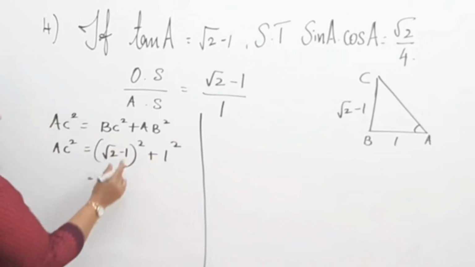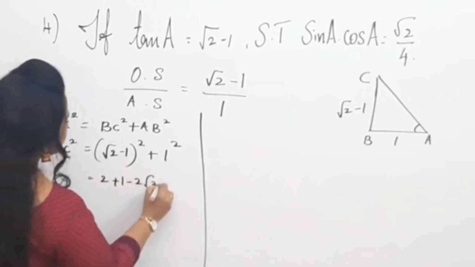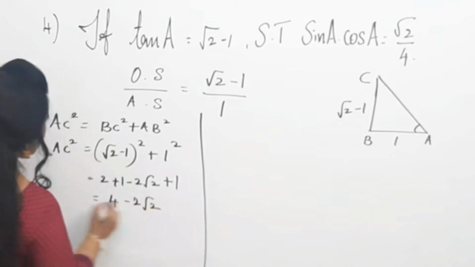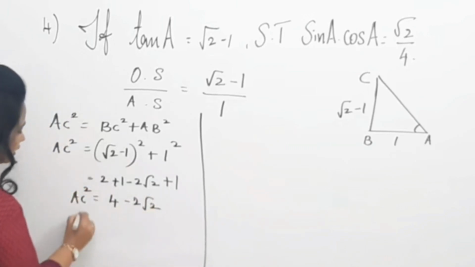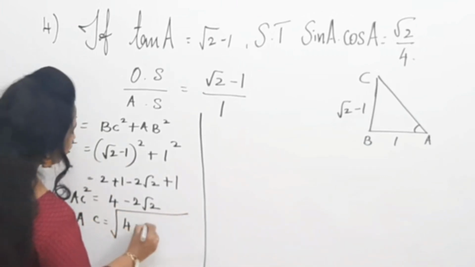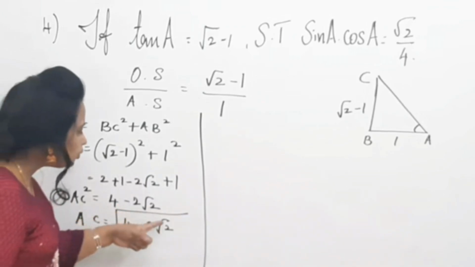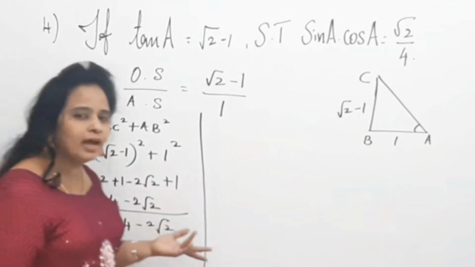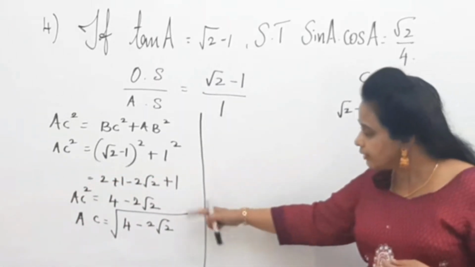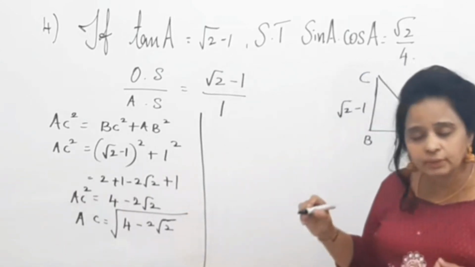Now I would write the a minus b the whole square identity: root 2 square is 2, plus 1, minus 2 root 2, plus 1, which is equal to 4 minus 2 root 2, which is AC square. So I would have my AC as the square root of 4 minus 2 root 2. Now what is this? Under the square root, one more square root comes. That's possible in math. So do not get worried about why I am getting twice the square root. That's why I'm doing this kind of question. That's possible in math.